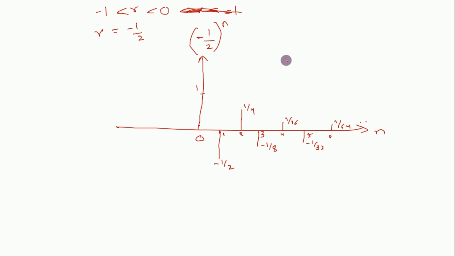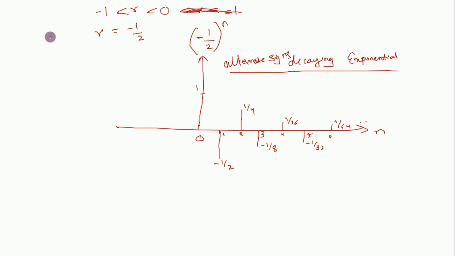It goes on. So what do you call such a signal? It is decaying, right? It is exponentially decaying. So I write it as decaying exponential. Something should be added to it. So what is that? Alternate signs decaying exponential. This is what I write. So every time it alternates between positive and negative, negative, positive, negative, positive, negative. So that's why we call it an alternate signs decaying exponential.